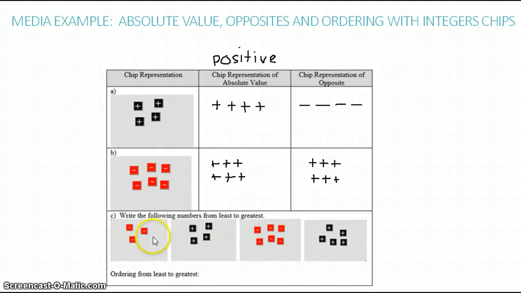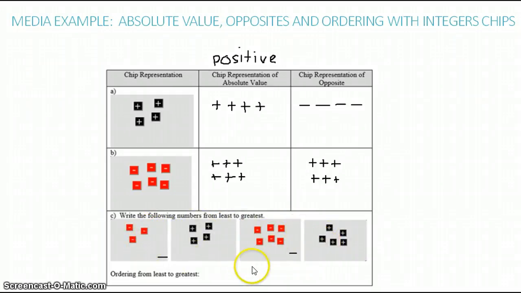And now let's use integer chips to order numbers. So here we have these 4 chip representations, and we want to order them from least to greatest. Remember, we know negative numbers are smaller than positive numbers. So we can start here and think this is a negative and this is a negative. So we know that these are going to be smaller than, or less than I should say, these 2 positive chips.